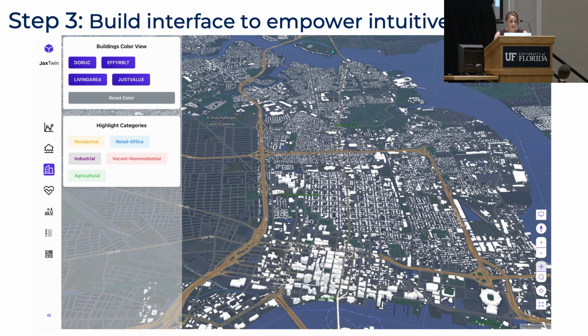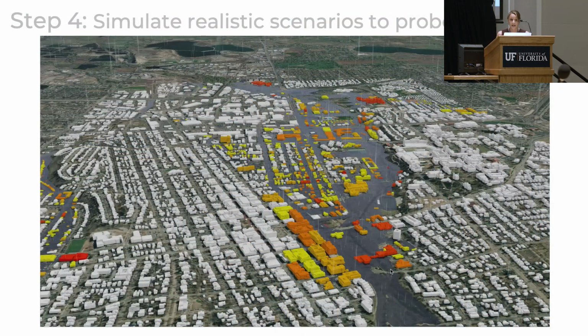And so where we're going from here, now that we've built this visualization system where you can efficiently toggle between different types of information in an intuitive way at whatever scale you're interested in, we're now working to simulate realistic scenarios to probe user needs. So what you're seeing in the video here is a projected flooding event, and buildings are coded based on those that are flooded at various depths across the downtown corridor.